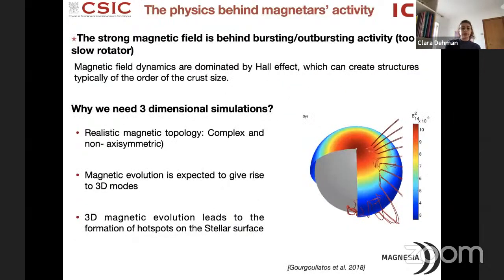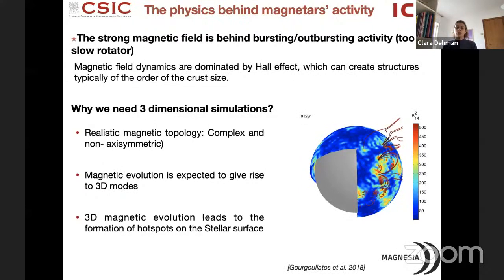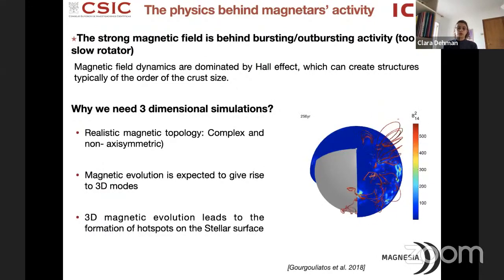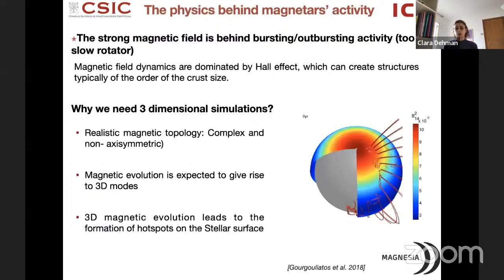Now the question is, what is the physics behind this burst and outburst, this magnetar activity? We saw that these objects are slow rotators, so their emission cannot be powered by the loss of rotational energy. We think that their emission is powered by the dissipation of a super strong magnetic field, which powers the outburst and burst events that we observe. So now we understand why we need to study the magnetic evolution in these objects in order to describe the observational properties.